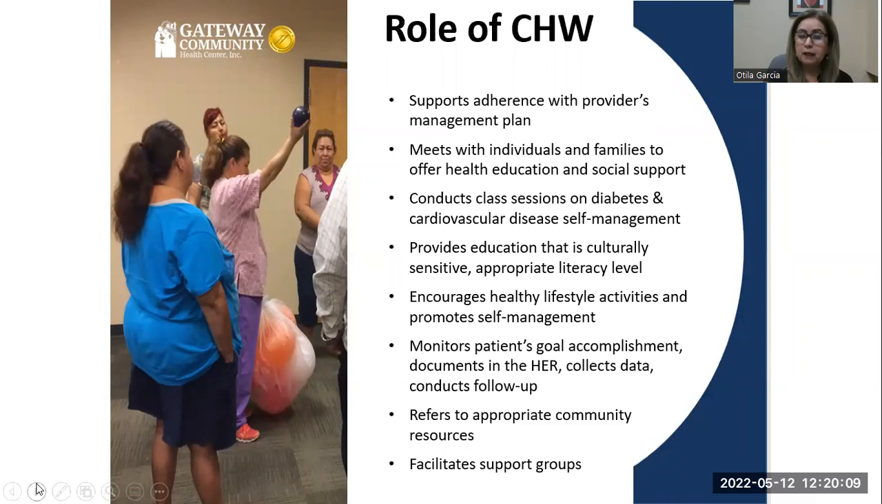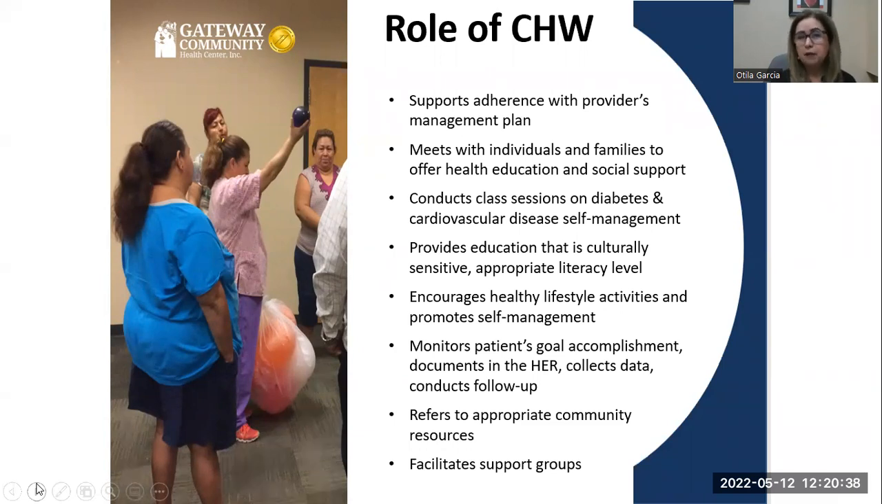Again, we guide the participants through the process where they can develop new abilities, new skills like problem solving, being proactive, communication and organization. So there are different skills and abilities that they develop through the course, through the classes. Monitor patient accomplishment, document in the EHR, collect data and follow-ups.